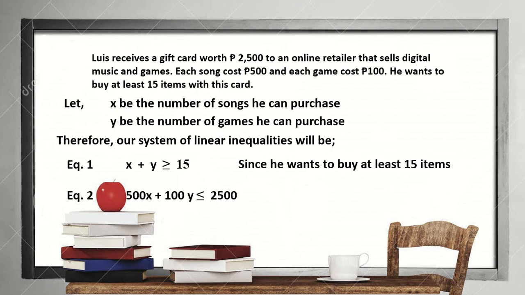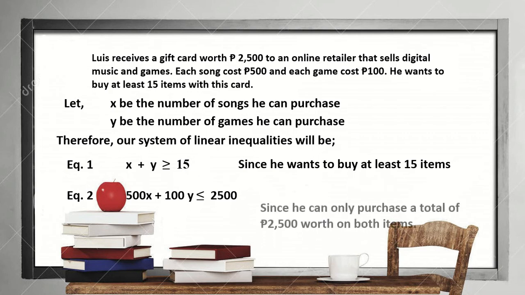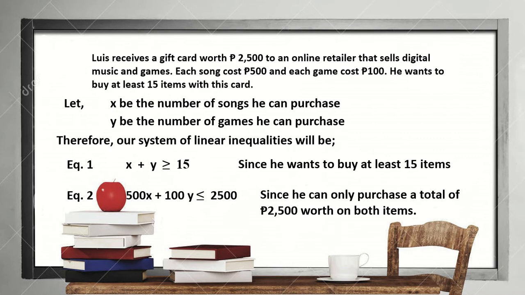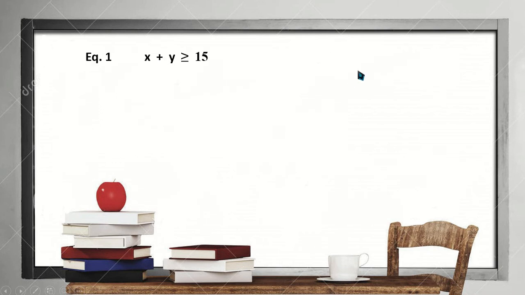And then, for equation 2 naman, we have 500x plus 100y is less than or equal to 2,500. So, bakit naman ganito? Since he can only purchase a total of 2,500 worth on both items. So, dito naman hanggang 2,500 ka lang. So, hindi ka pwedeng lumagpas doon. So, 500x, that is for cost of song, and then 100 for the cost of games. So for equation 1, we have x plus y is greater than or equal to 15. So kunin muna natin yung x and y intercept. So gamitin muna natin sa x is equal to 0.